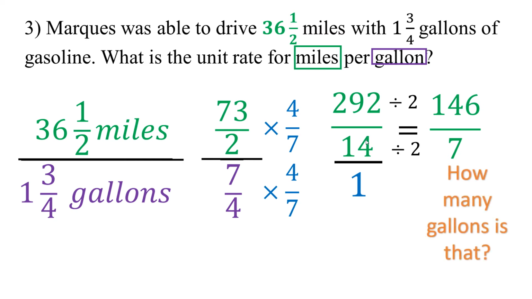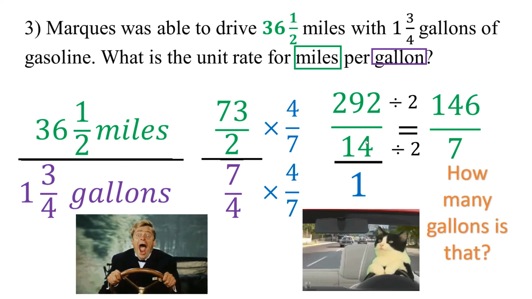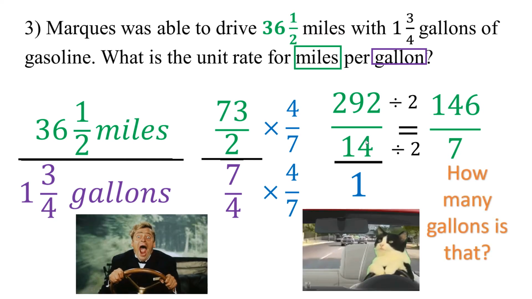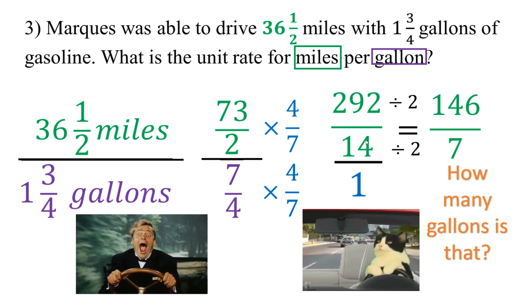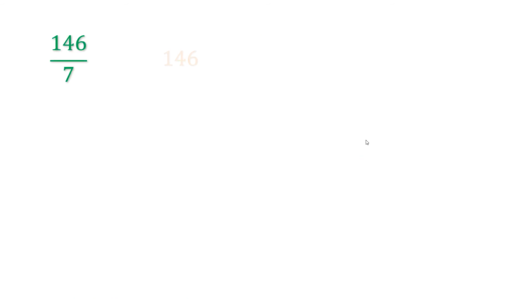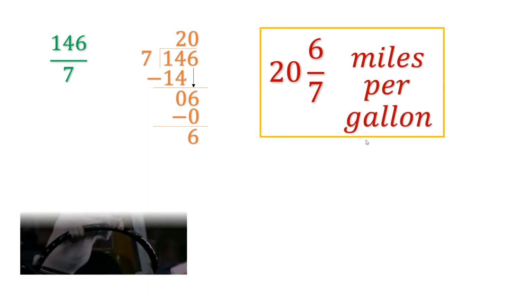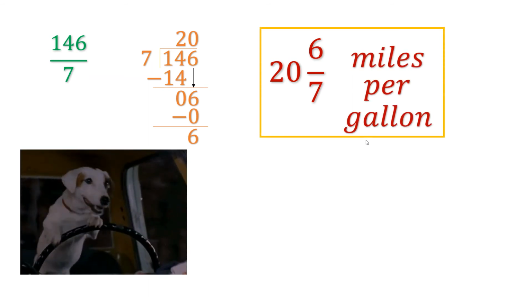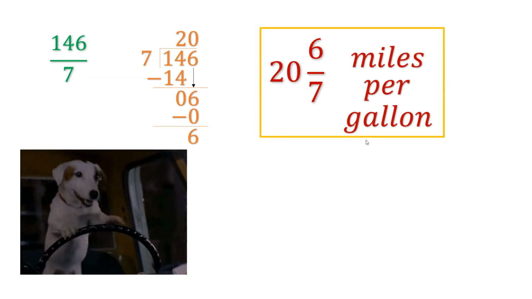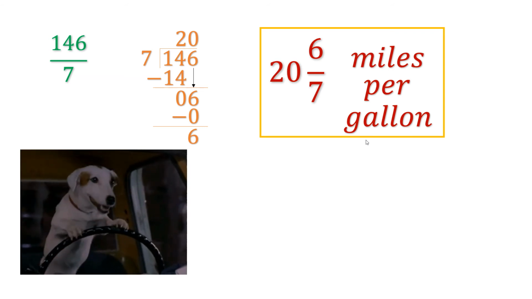Improper doesn't make sense in this problem. Okay, so we are going to need to change 146/7 into a mixed number. Here's the math to change it to a mixed number. So you're going to get 20 6/7 miles per gallon. Almost 21 miles per gallon.